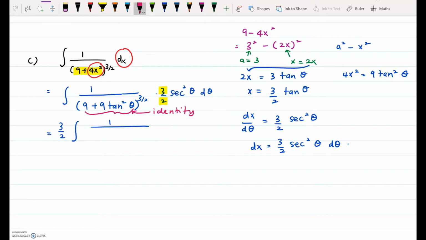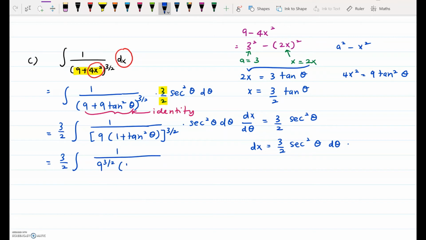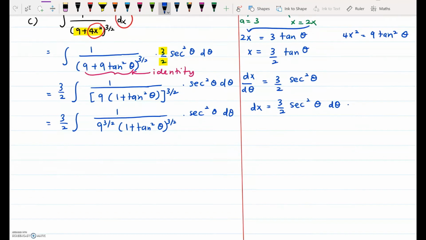Before that we need to factorize. If we factorize, we have 9 times (1 plus tangent squared theta) to the power of 3 over 2, and then secant squared theta d theta. When you simplify, you will get 1 over 9 to the power of 3 over 2, times (1 plus tangent squared theta) to the power of 3 over 2, d theta. Next, simplify the constants: we have 3 over 2, and 9 to the power of 3 over 2 is 27, so it will be 1 over 27.